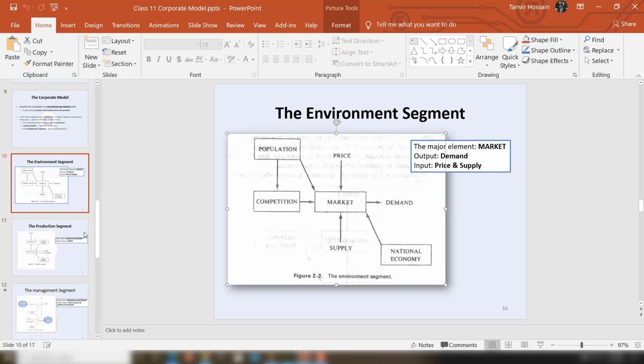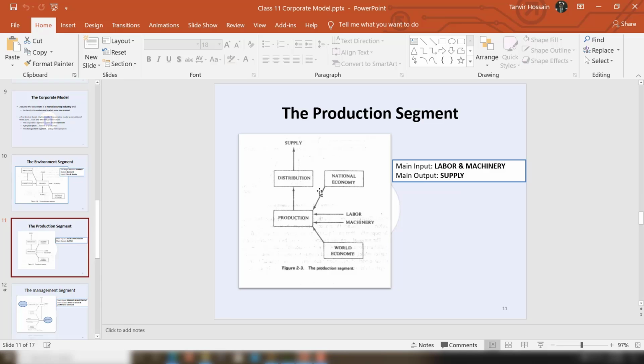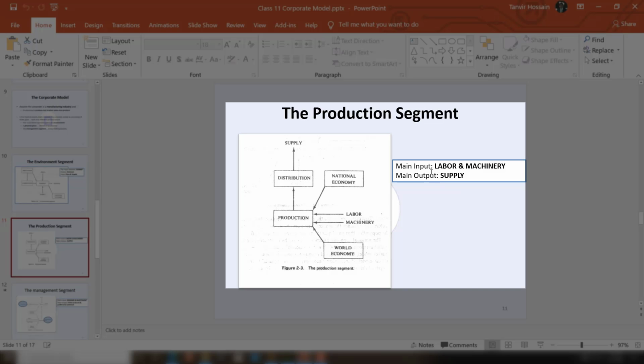So this is the environment segment, and for the production segment, there are four blocks here too. The main input is labor and machinery, and the output is supply. As you can see, the production block here is getting input from labor, machinery, and also from world economy and national economy. And production is giving output to distribution and supply.